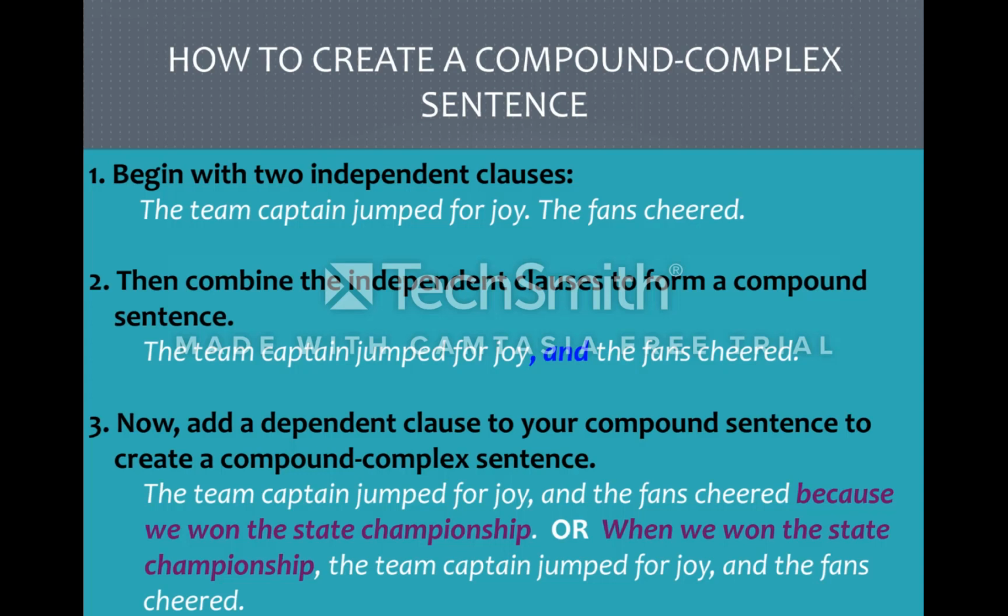So as you may remember, a compound complex sentence must have at least two independent clauses. Therefore, you should begin with two independent clauses here. So here we have the two independent clauses: The team captain jumped for joy and the fan cheered. Step number 2, combine the two independent clauses to form a compound sentence.